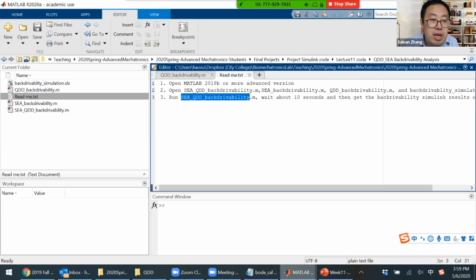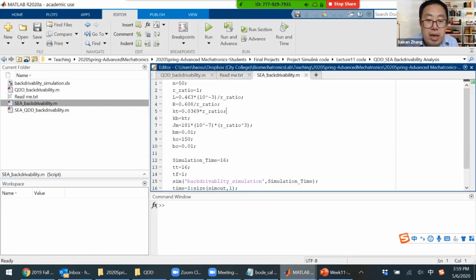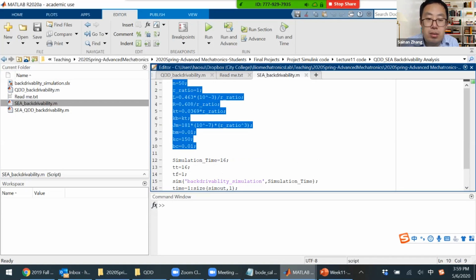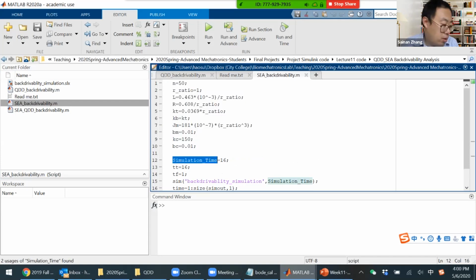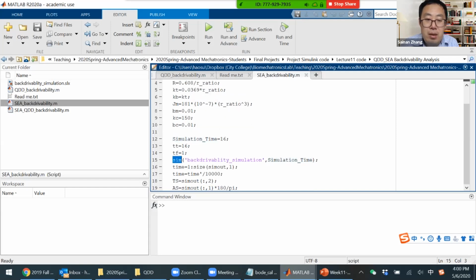Let me see. So basically, you open this file, and you see here we configure different parameters, and we also configure the simulation time. This is basically the same function. Basically, simulate this Simulink file for 16 seconds, right? So we give this parameter.